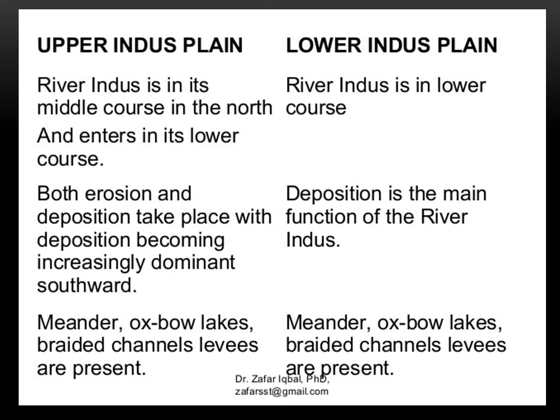Then in the upper Indus plain, we can see the meanders, oxbow lakes, braided channels, and levees, and in the lower Indus plain, meanders, oxbow lakes, braided channels, and levees are also present. So these things are present in both the upper Indus plain and the lower Indus plain: meanders, oxbow lakes, braided channels, and levees. I will explain all these terms again in the next lecture, inshallah.